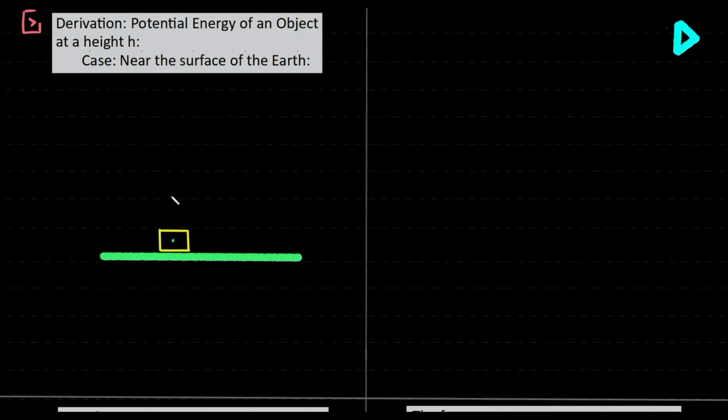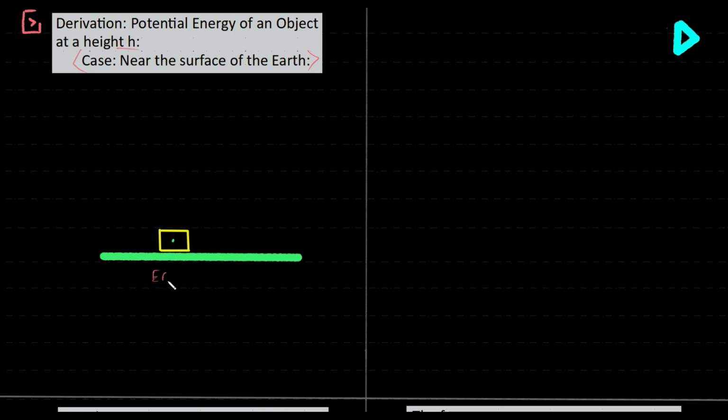In the last set of videos, we looked at gravitational potential energy as a definition and an idea. In this video, we're going to derive an expression for the gravitational potential energy of an object at a height h. The case that we are handling is near the surface of the earth. The same expression can't be used when we have objects a lot above a certain height. If you pass a certain altitude, we can't use the same expression.